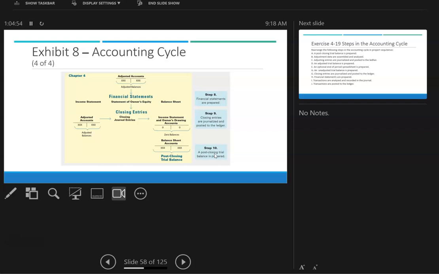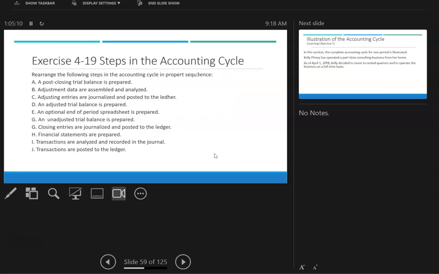Then we're preparing financial statements based on that adjusted trial balance. We've created the financial statements. It's time to zero out those accounts, nominal accounts, temporary accounts, so we can start the next period. And we're ready to start the next period.